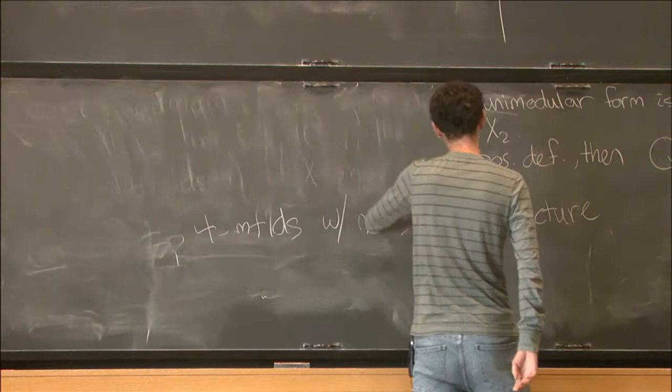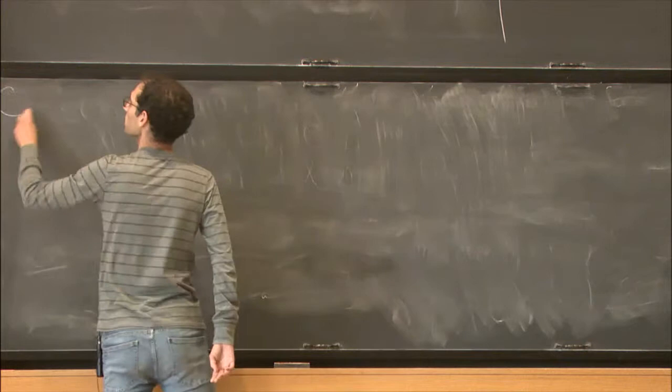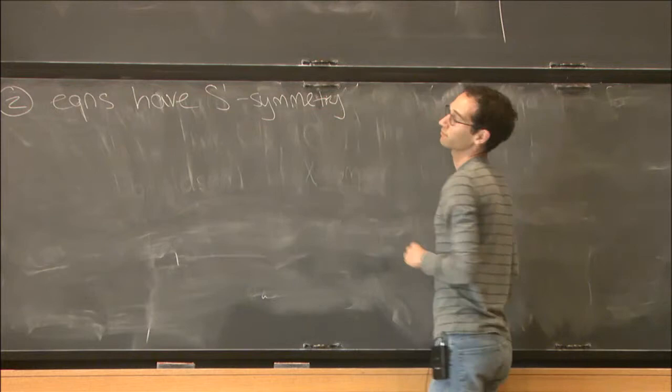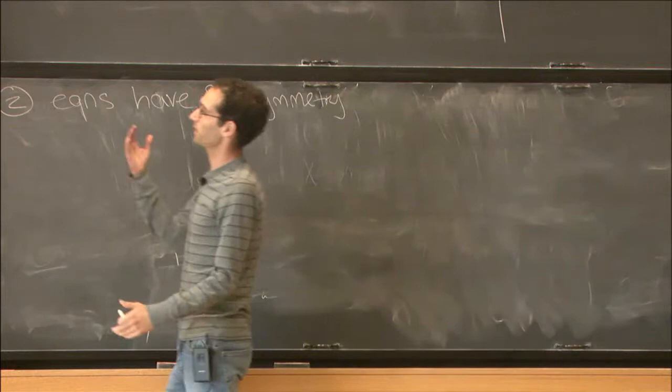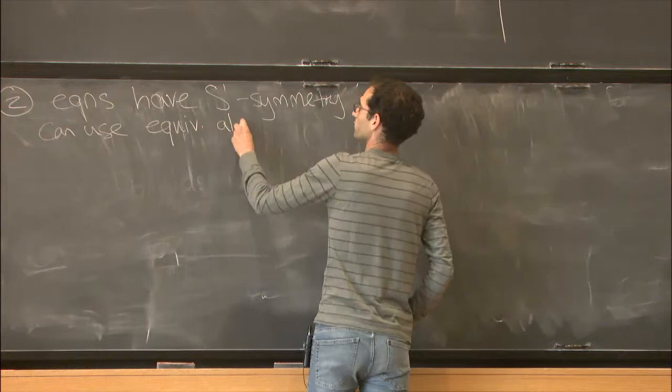And then I'll point out one more thing, to tie in with Saul's talk, which is that the equations come with an S1 symmetry, or sometimes even some slightly larger, nice compact groups. And so now you can try to study your four-manifold using the equivariant algebraic topology of what's going on with these equations. So we can use equivariant algebraic topology.